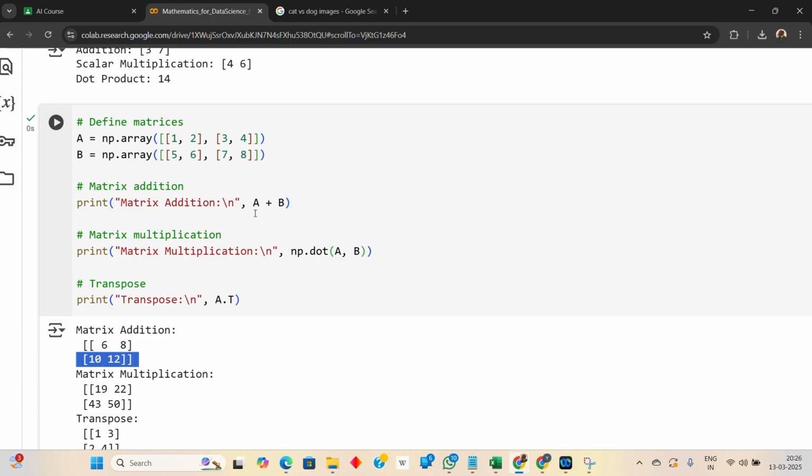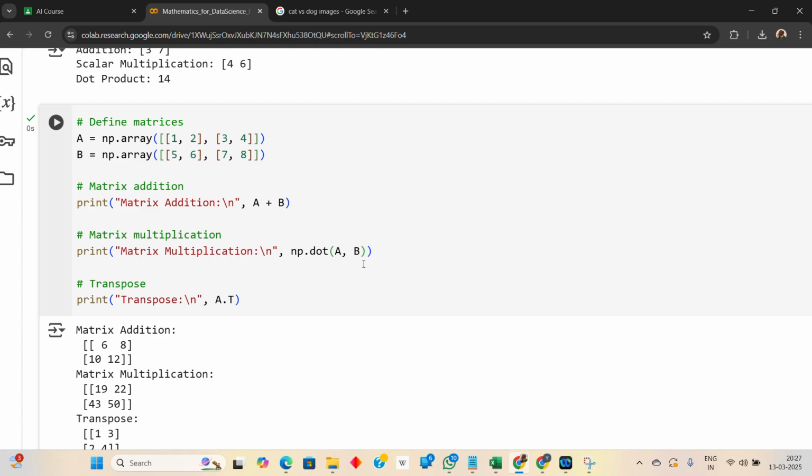Here you can see the final one: 1 2 3 4 5 6 7 8. There are 2 into 2 here, and 2 into 2 there. So 1 plus 5 is 6, 2 plus 6 is 8, 3 plus 7 is 10, 4 plus 8 is 12. That is why the result is 6 8 10 12.